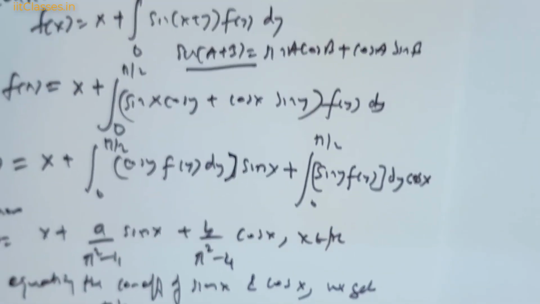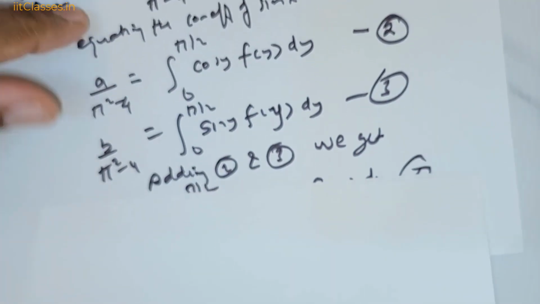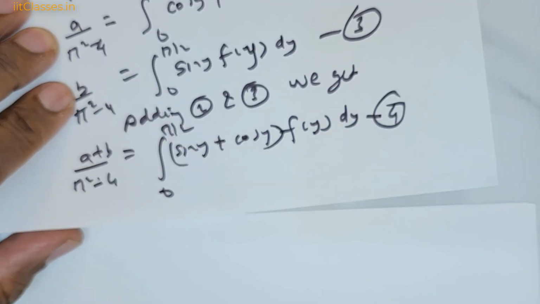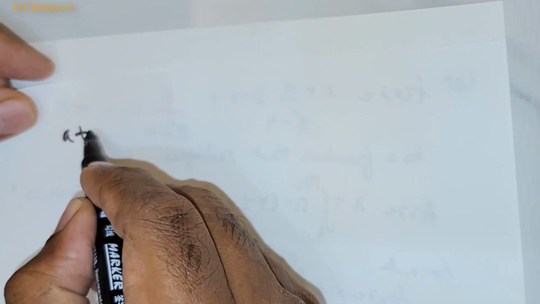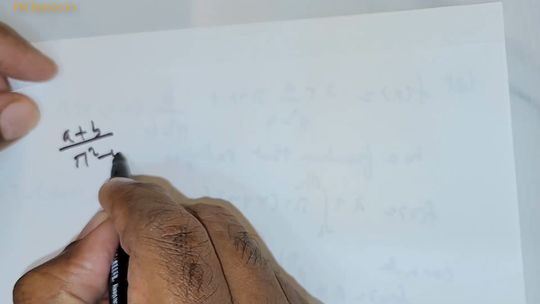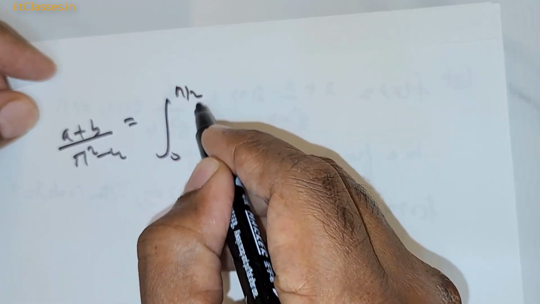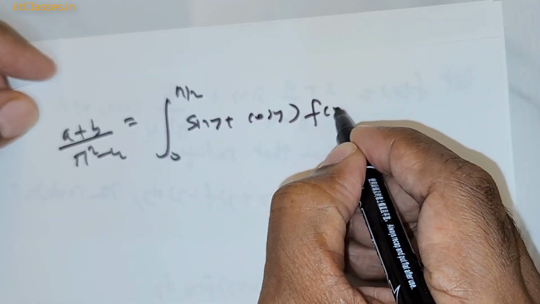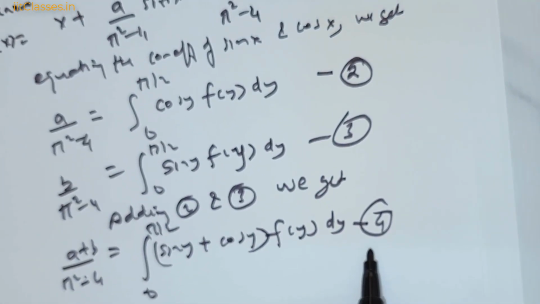Next I'm going to utilize a property of integral. So keeping this in the frame, I will just utilize the other side. I'll start here. So a plus b divided by pi squared minus 4 is the integral from 0 to pi over 2 of (sin y plus cos y) times f of y dy. We took this as 4.